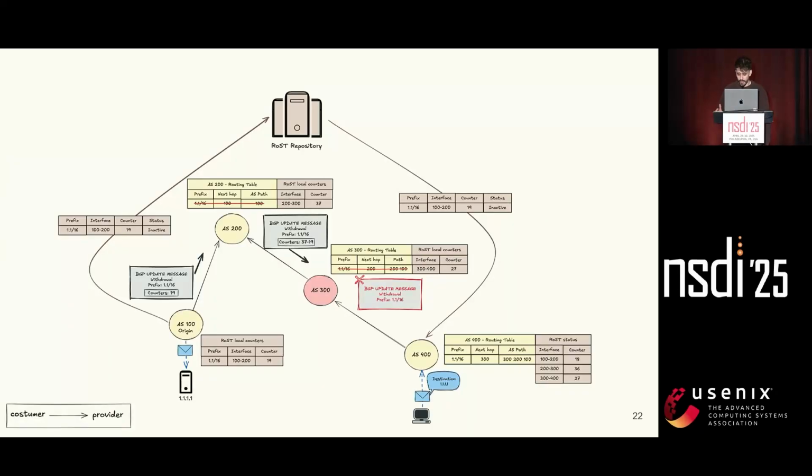So now that we propose RoST, eventually in the next batch, AS100 will upload this route status to the repository, as we can see here. And AS400 will retrieve this information and compare it with the route status learned from the announcement. As we can see, the counter is higher than the counter here, 18. So it will detect a withdrawal suppression.